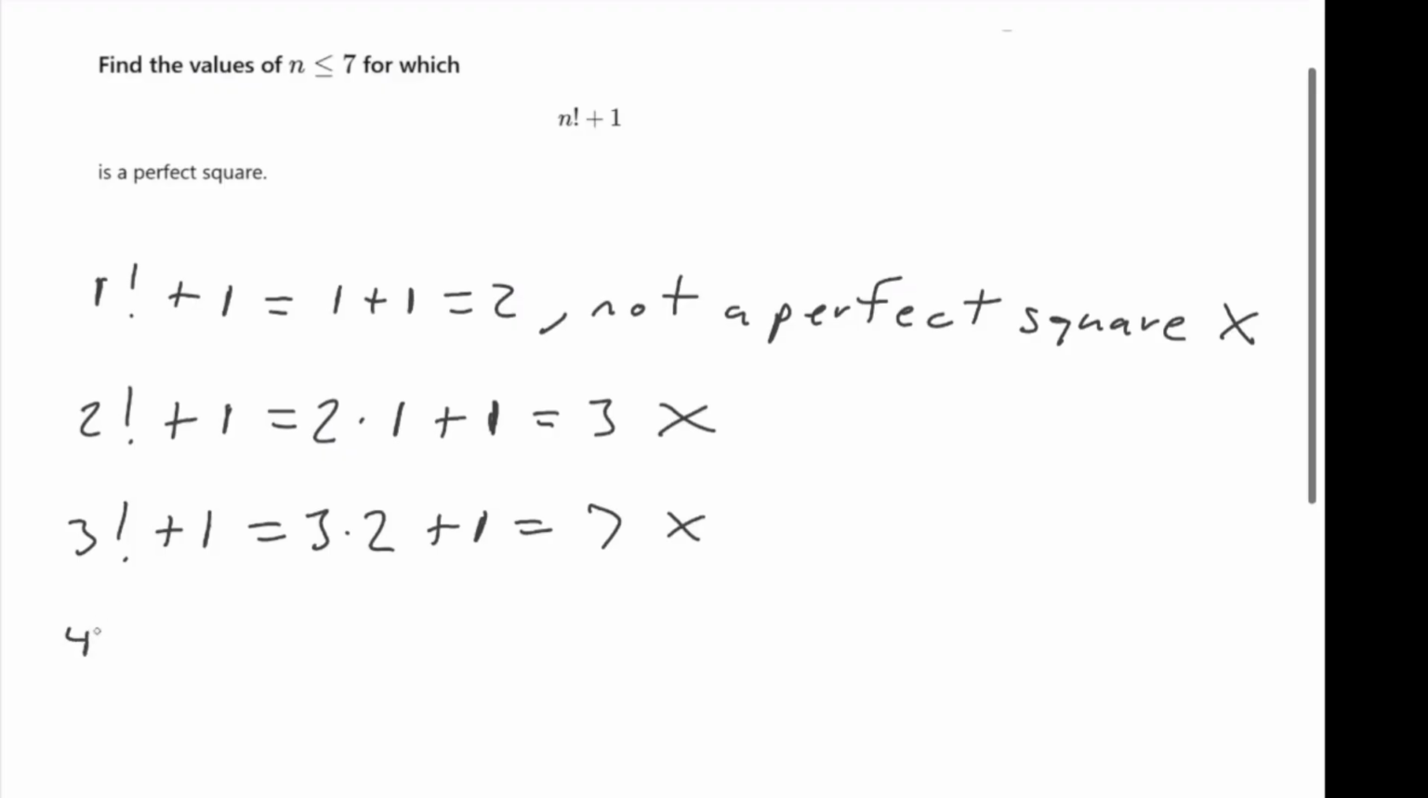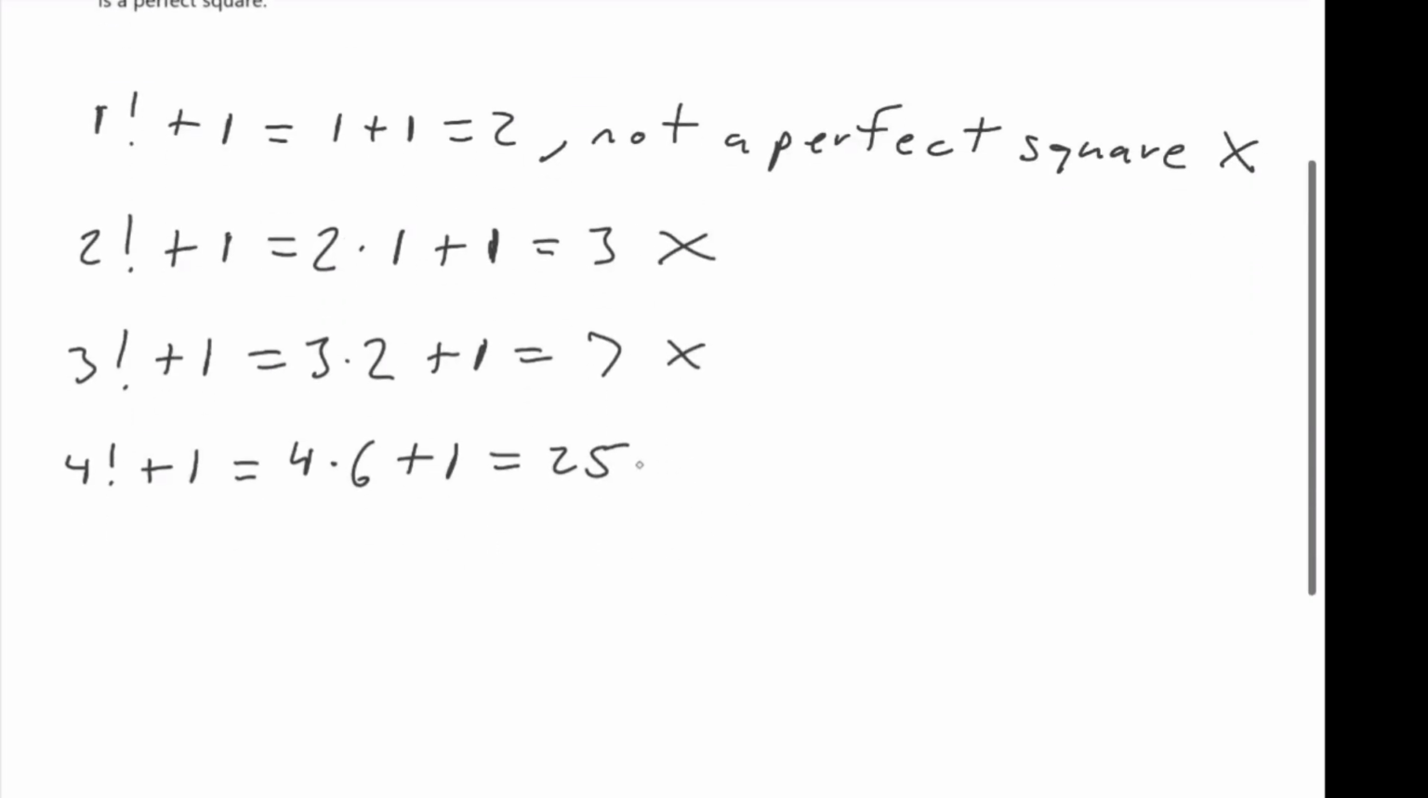Let's look at 4 factorial plus 1. So now that's 4 times, and this was 3 factorial, so 4 times 6 plus 1, which is 25. That is a perfect square, right? Because this is equal to 5 squared. So that is a perfect square.